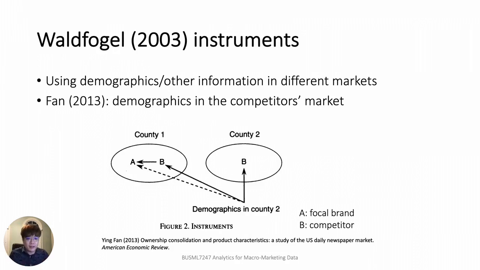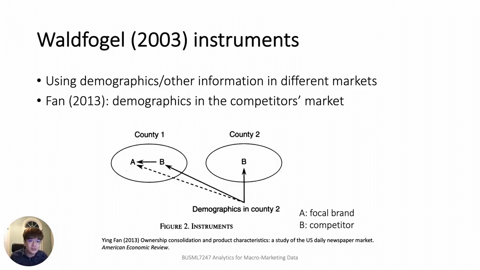Brand B is playing in both markets, so brand B's price is highly likely determined with consideration of demographics in both counties. And because brand B is competing against brand A in County 1, its price should be related to brand A's price. So, the demographics in County 2 are indirectly related to brand A's price.